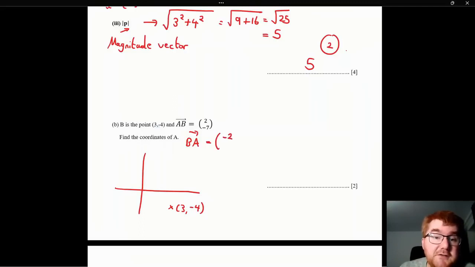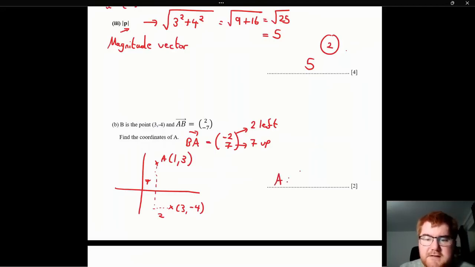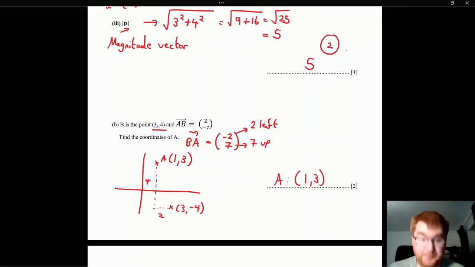So we need to do minus 2 and plus 7. Now remember, the top number tells us to go 2 to the left. The bottom number tells us to go 7 upwards. So all we need to do from here is go 2 to the left and then 7 upwards to get our new coordinate. Well, 3 minus 2 is equal to 1. And then minus 4 plus 7 is equal to 3. So our new coordinate for A is going to be 1, 3. Again, you could always check this by actually just doing the vector A to B. 1 plus 2 is 3. 3 minus 7 gives you minus 4.